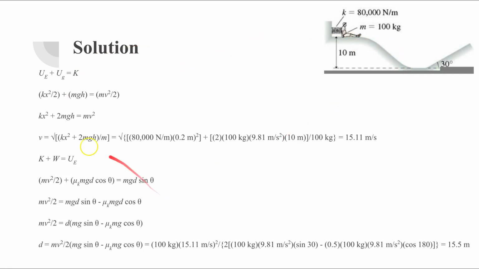Now the hard part comes here. Kinetic energy plus the work, you're adding work, will equal the gravitational potential energy. I should put a G over here, it's gravitational, so it should be U_G. So that's 1/2 mv squared plus mu_k mg d cosine theta equals mg d sine theta. All right, I'll turn off my drawing again. Sorry about this.